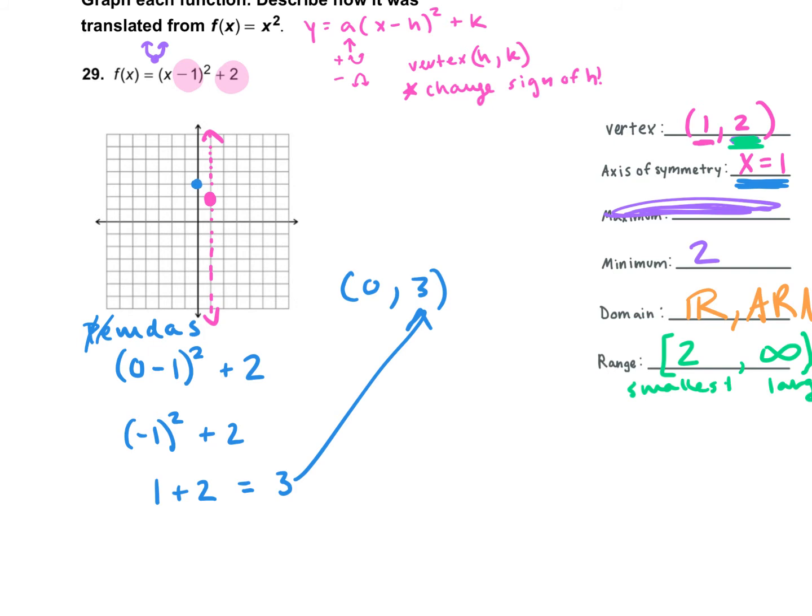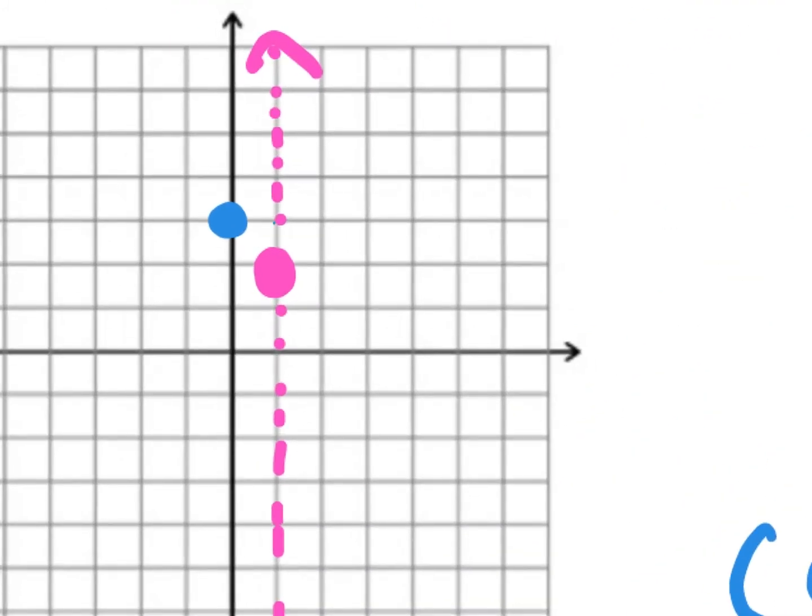You need 3 points for your parabola. So do I have another point? What is it? So I'm 1 space away from my axis of symmetry on the left, so I'm going to need the same point 1 space away on the right. And then just draw your parabola.